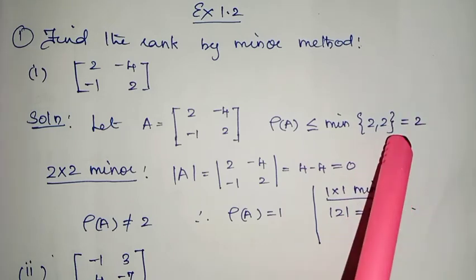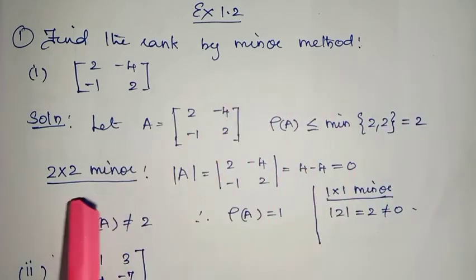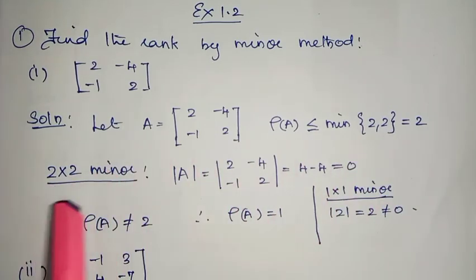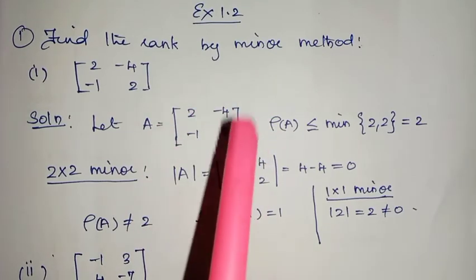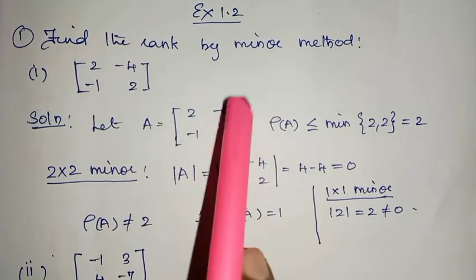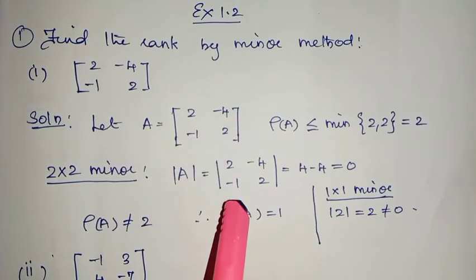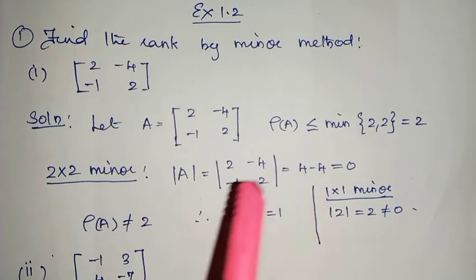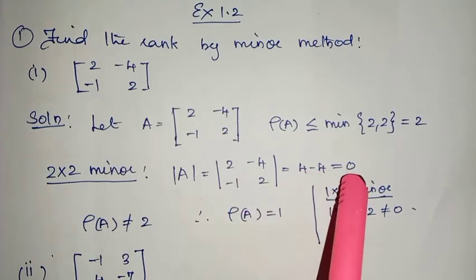So 2 means we have to find the 2 by 2 minor. 3 means you have to find the 3 by 3 minor. 4 means you have to find the 4 by 4 minor. Can you understand? So we have to find the 2 by 2 minor. This is already a 2 by 2 matrix, so we'll directly find its determinant value. Change this matrix into a determinant and find the value. 2 into 2 is 4, minus 1 into minus 4 is 4. So 4 minus 4 is equal to 0.